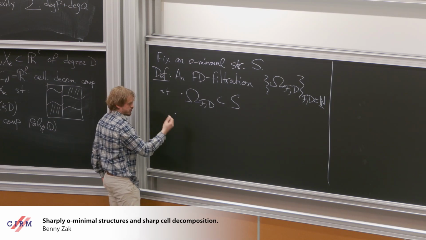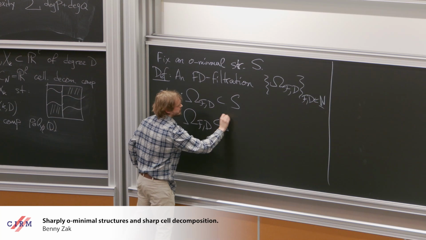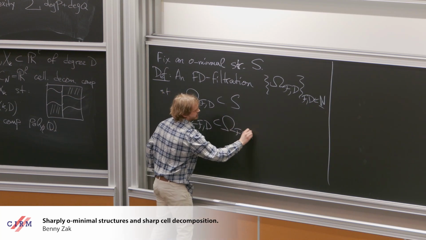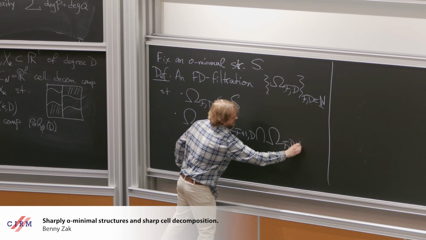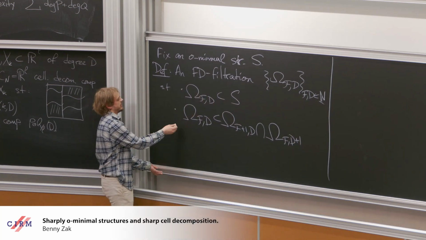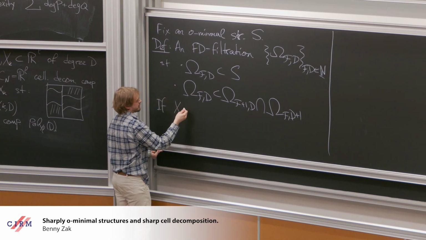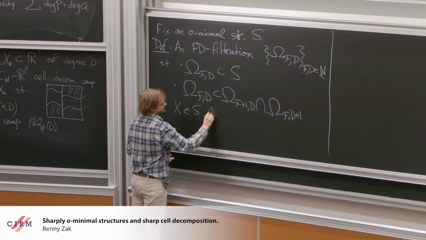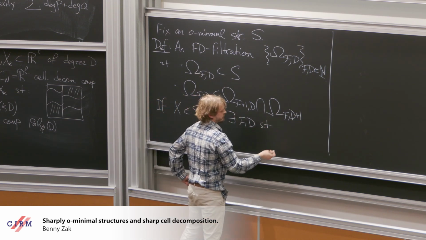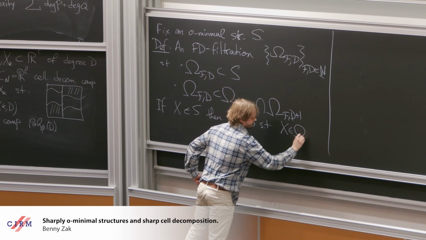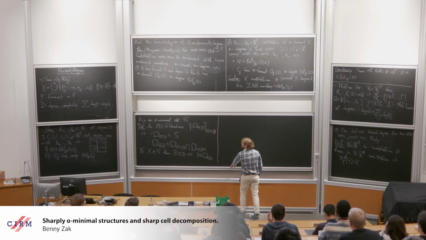It's a double filtration, right? So if you have format f and degree d, then you also have format f plus 1, and you also have degree d plus 1. And the last axiom, of course: if X is definable, then there exists a format and degree. So it's a kind of complete filtration. Okay, that's an FD filtration, and just some notation, right?